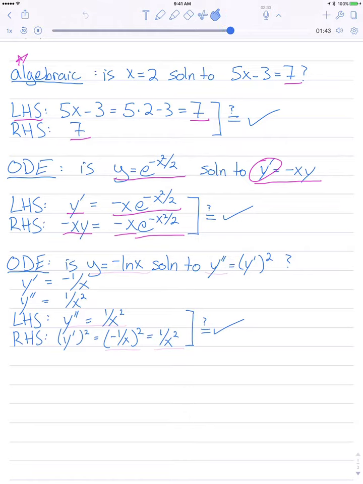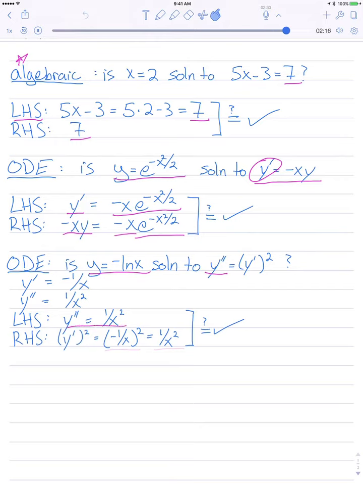One last example. All right, so we can ask, is y equals minus natural log of x a solution to y double prime equals y prime squared? And we're just going to pre-compute some derivatives for convenience. I'm going to calculate that y prime is minus 1 over x, and I'm going to calculate y double prime is 1 over x squared. So I plug into the left-hand side, meaning I evaluate y double prime for the candidate solution, and we did that already. It is 1 over x squared.